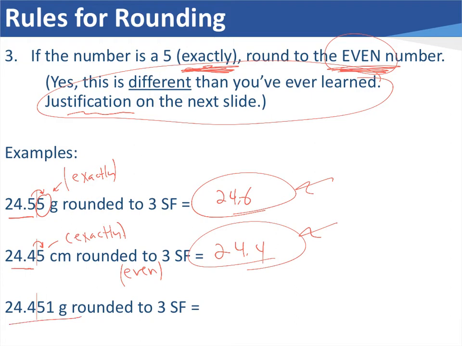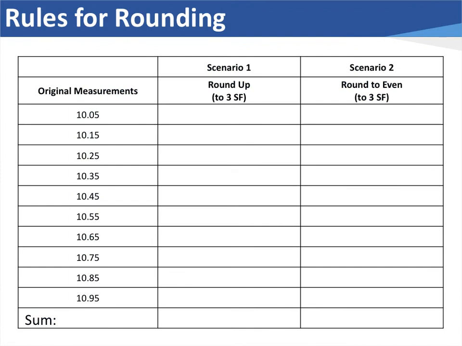But what if it's 24.451? This is no longer exactly a 5 after the number I'm rounding. So this is 24.5. Yes, this is different from what you were taught, most likely. Yes, I'm going to justify it. We'll talk about it. So let me try to justify it.